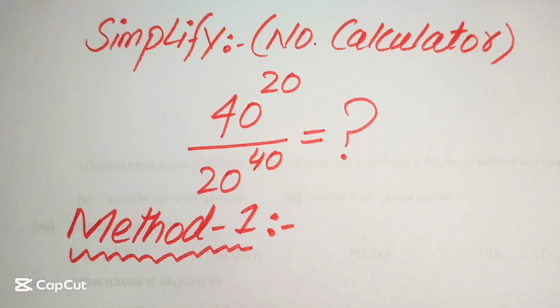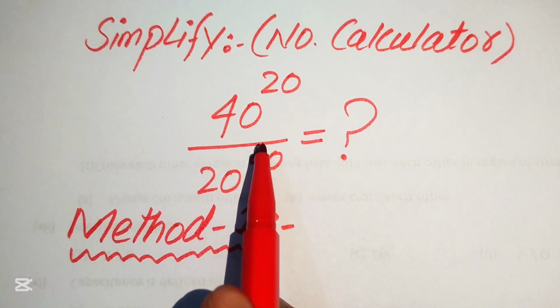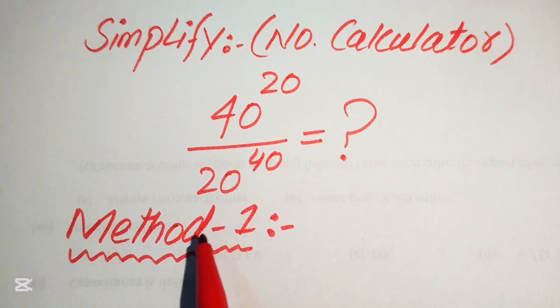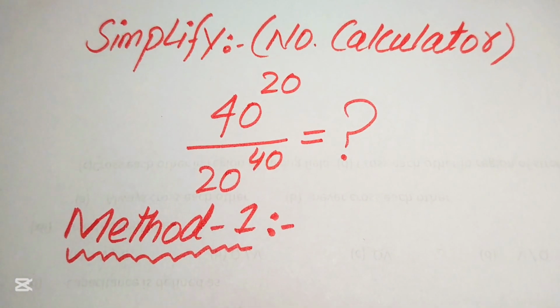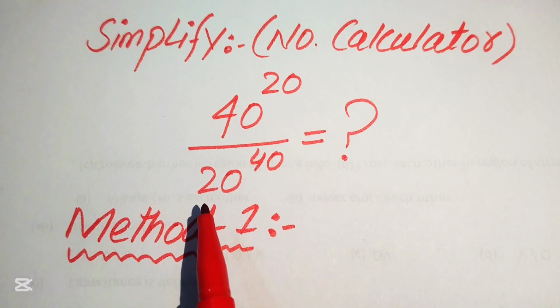Hello everyone, how to simplify this nice algebraic expression. If we have 40 to the power of 20 divided by 20 to the power of 40, how do we write this in simplified form?